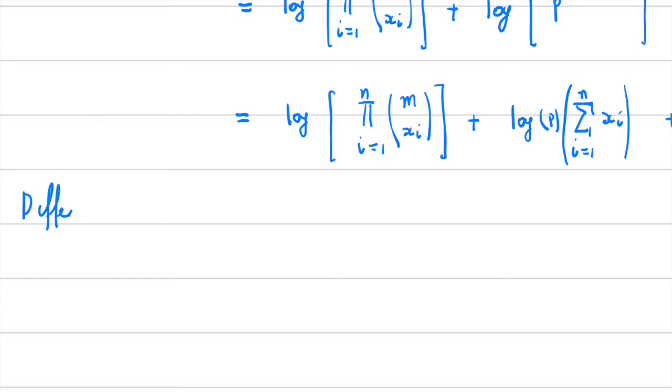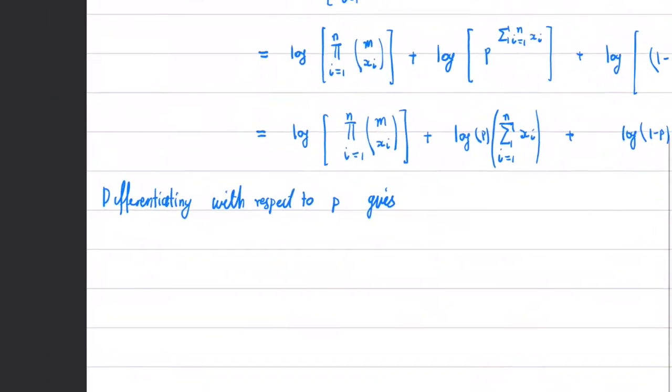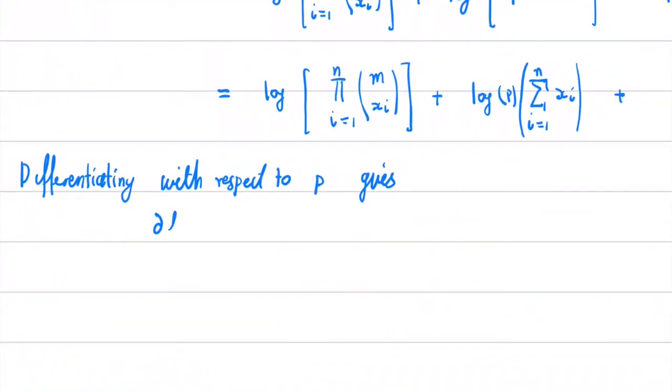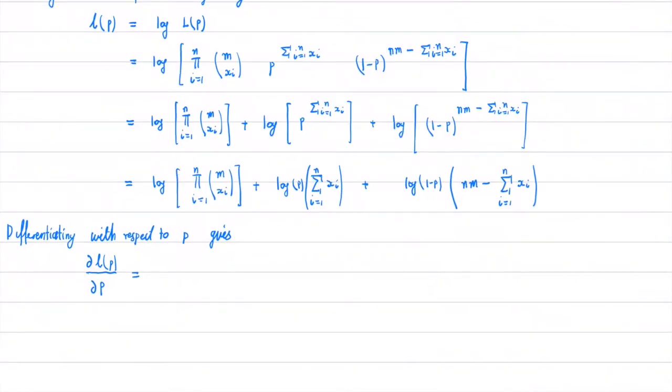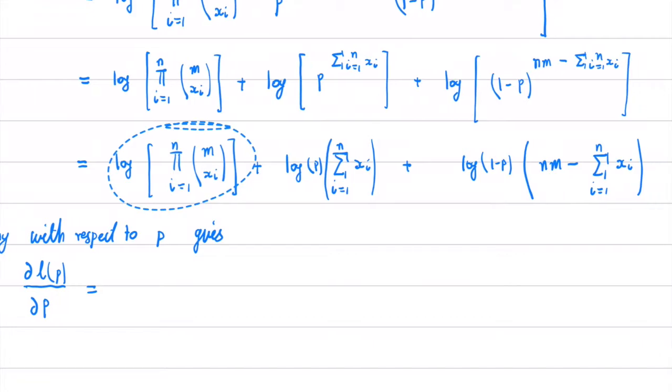Differentiating with respect to p gives, well, we're going to differentiate the log likelihood function with respect to p. Here there are no terms involving p, so that's not a problem for us. This just goes away because it's a constant in terms of p.